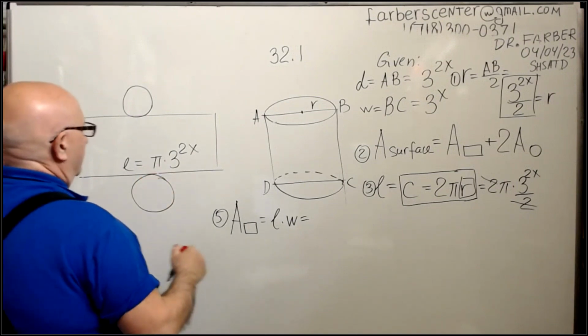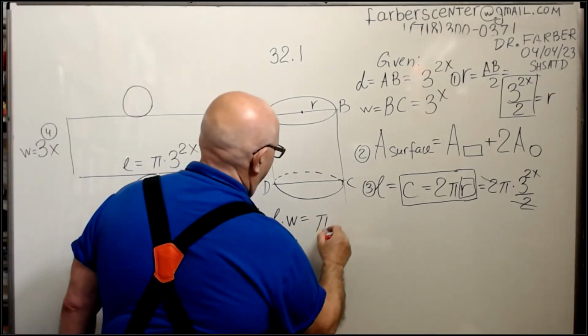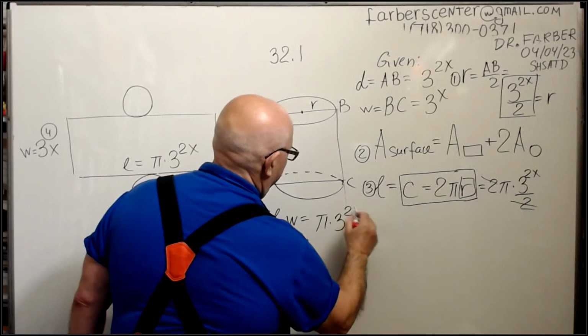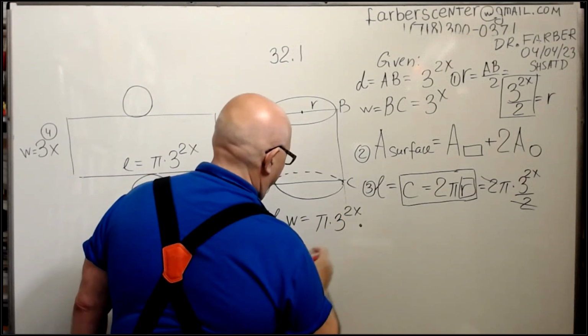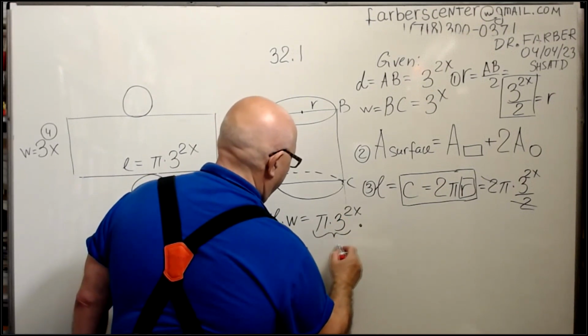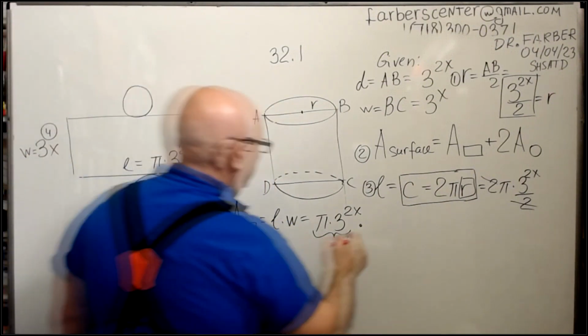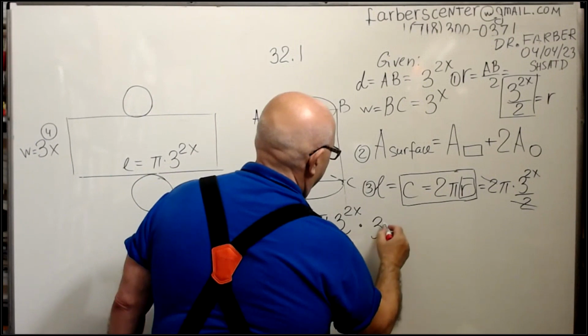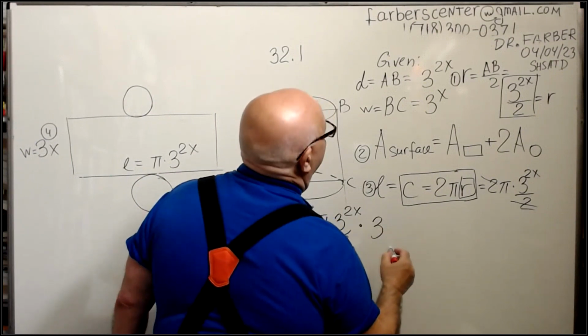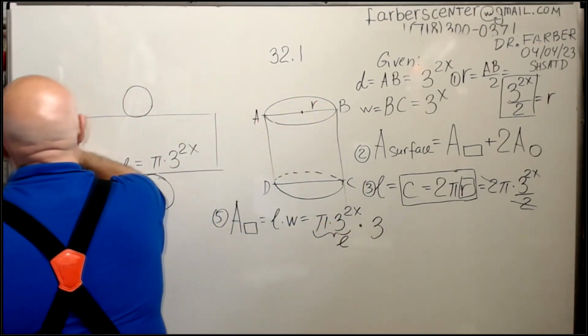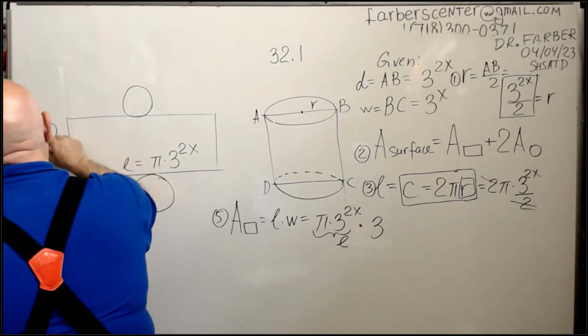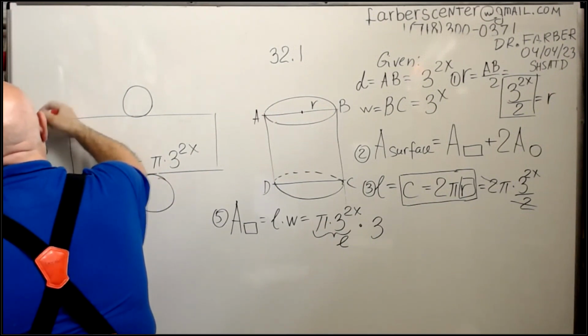pi times 3 to the power 2x. This is the length, multiplied by the width, 3 to the power x.